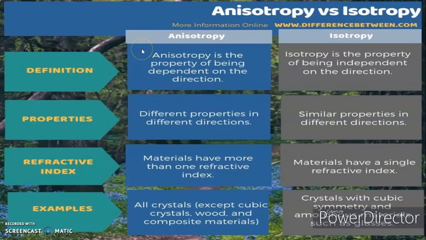By definition, anisotropy is the property of being dependent on the direction, while isotropy is the property of being independent of the direction. When it comes to properties, anisotropic materials have different properties in different directions, while in isotropy, there are similar properties in different directions. Refractive index: anisotropic materials have more than one refractive index, while isotropic materials have a single refractive index. Examples: all crystals except cubic crystals, wood, and composite materials are anisotropic, while for isotropy, crystals with cubic symmetry and amorphous materials such as glasses.